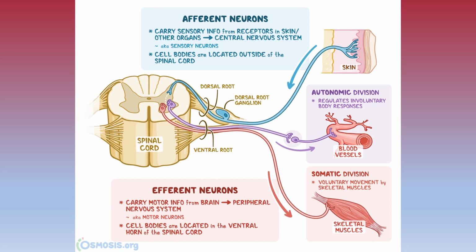The autonomic division regulates involuntary bodily responses by blood vessels. The somatic division, voluntary movement by skeletal muscles. Efferent neurons carry motor information from the brain throughout the peripheral nervous system through motor neurons. Cell bodies are located in the ventral horn of the spinal cord.